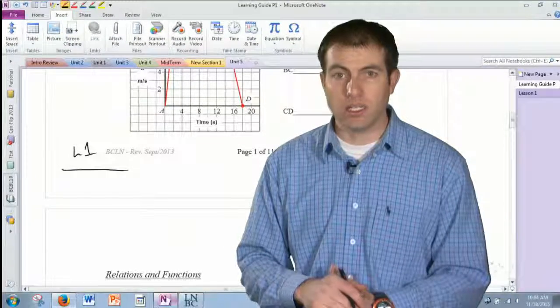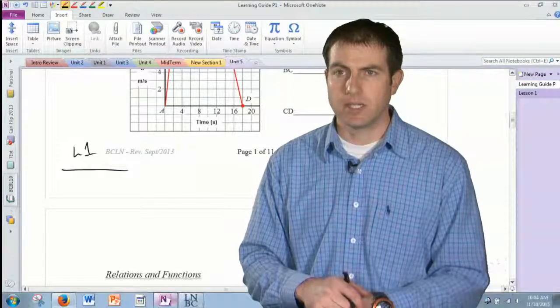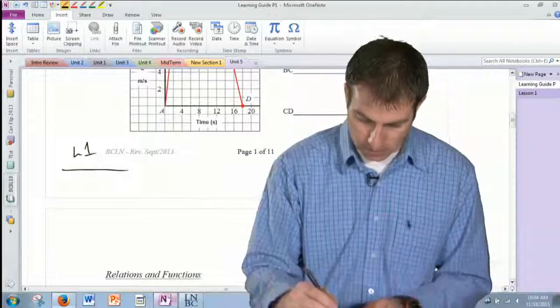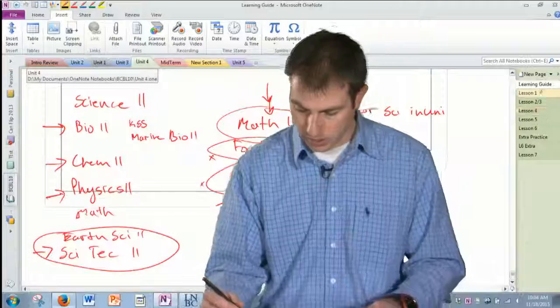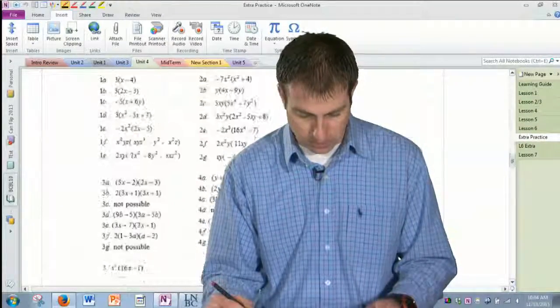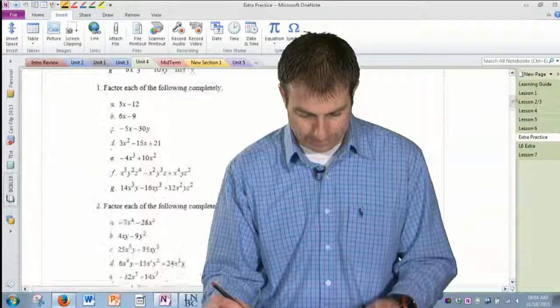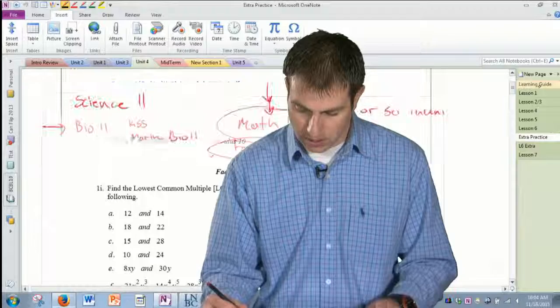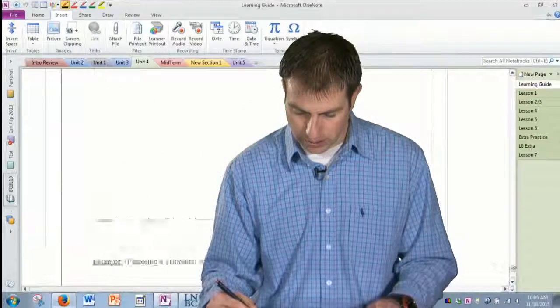So difference of squares, I think, is what Abby was asking about. I'm going to jump back to Unit 4, extra practice. I don't think there's difference of squares stuff in here. Maybe I did all the difference of squares questions in the learning guide, didn't I?